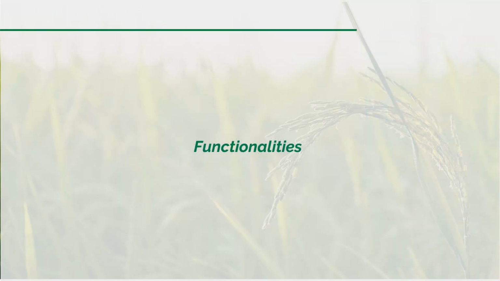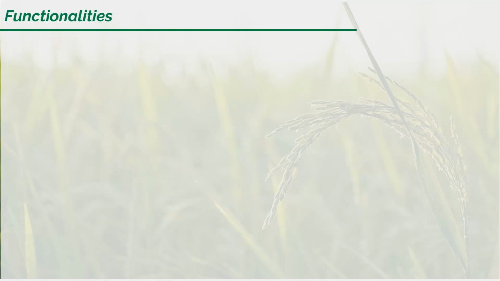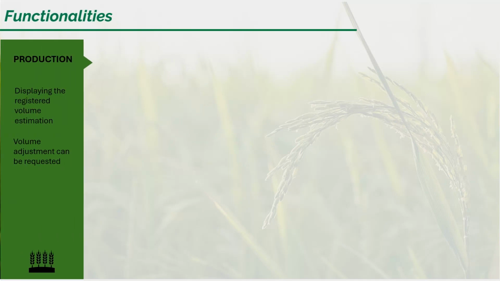Now we will introduce the functionalities in this RiceTrace. The first is production. In this function, RiceTrace will display the approved volume estimation for producer. This volume is obtained and verified from verification audit done by conformity assessment body. Producer will also be able to request volume adjustment if supported by sufficient evidence.